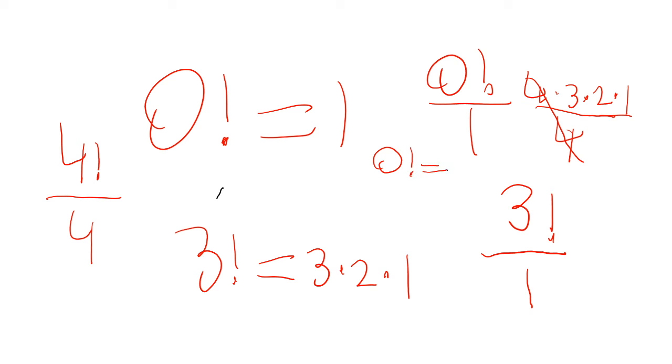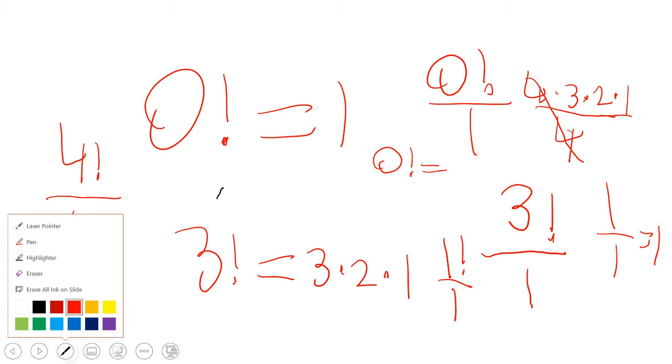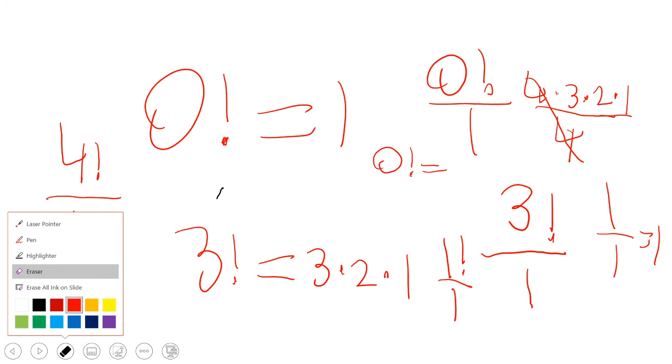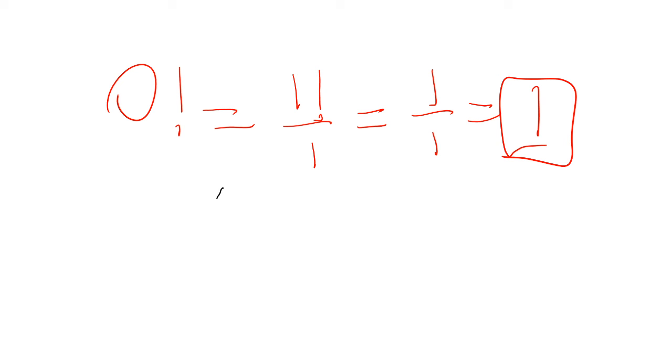0 factorial can be expressed as 1 factorial over 1. Now, what is 1 factorial over 1? 1 factorial is 1. 1 divided by 1 is 1. So just to recap, let's erase all of them. 0 factorial is 1 factorial divided by 1, which is 1 over 1, which is 1. That's why 0 factorial is 1.